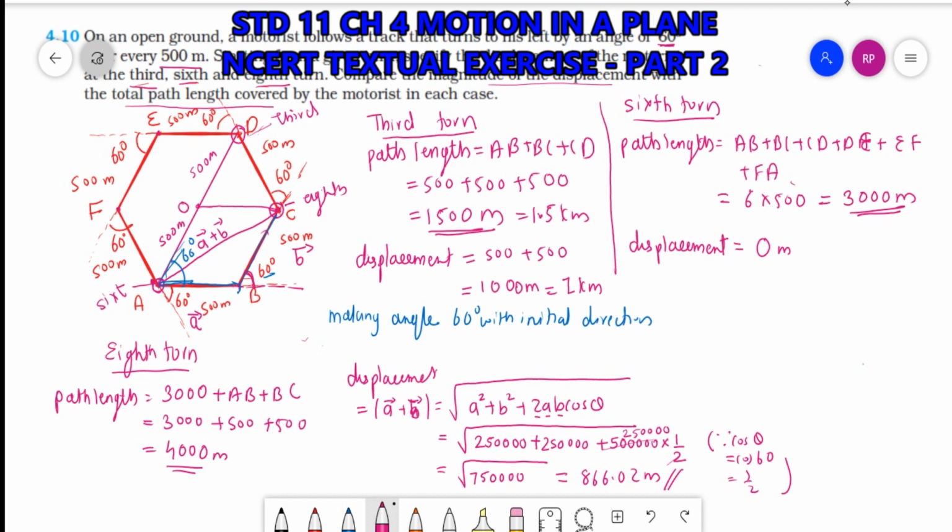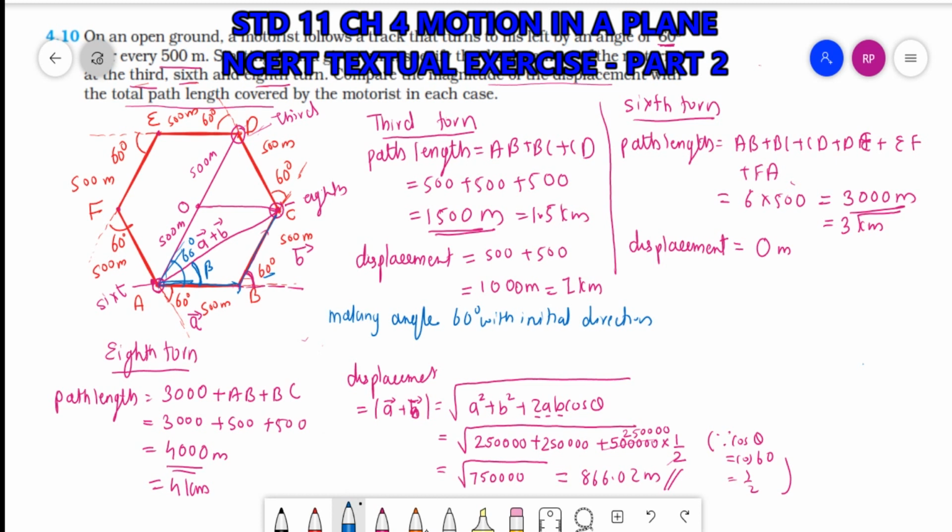Okay, for the sixth turn, the path length is 3000 meter or 3 kilometer, and the displacement is 0, so it's at the same position, so we will not use the direction here. Okay, now for the eighth turn, the path length we found out to be 4 kilometer, and the displacement 866.02 meter. Now for the direction, this is the direction. Let's take this as angle beta that it is making with the initial direction.